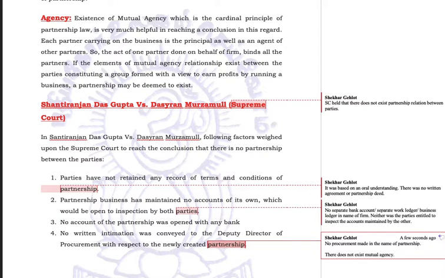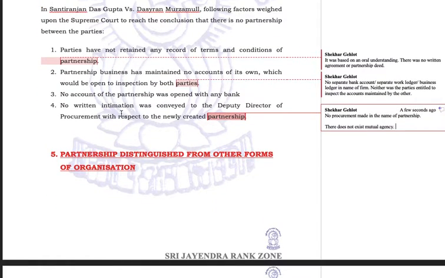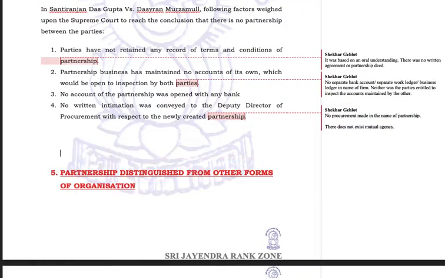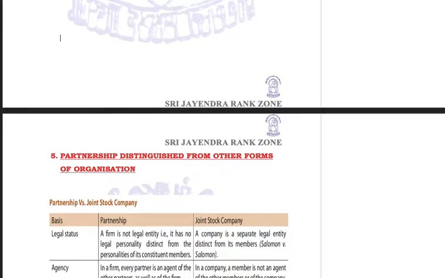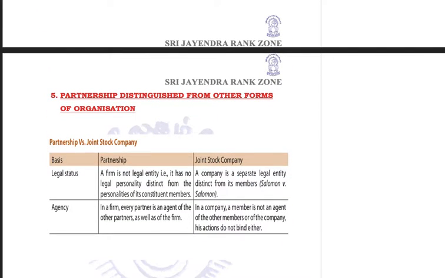In the case of KD Kamath, how it was decided. In the case of this Shanti Ranjan Dasgupta, how it came to be decided that this is not a partnership. This is for all you to understand now. Partnership distinguished from other forms of organization. Okay, other forms of organization. Let's follow this tabular pattern.